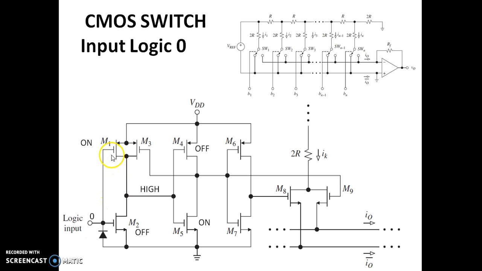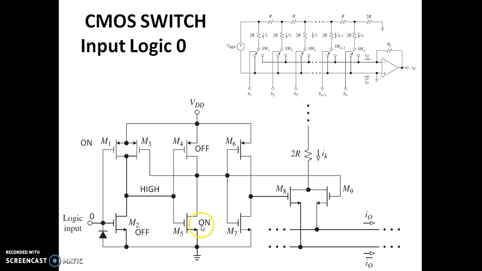So we call the combination of a PMOS and an NMOS connected in this fashion an inverter. Since the input is 0, the output is high. So this is like the inverter. This is the basic circuit of an inverter. When the input logic is 0, M2 is off, M1 is on. So I have the output of the first inverter as high.